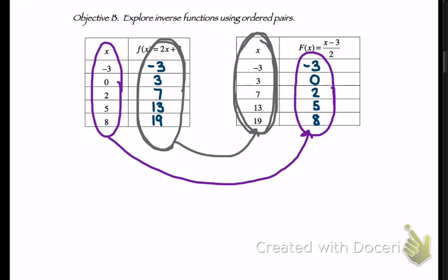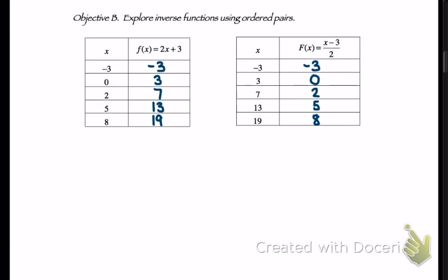I told you they were inverses. What happened? The x in the original became the y in the inverse, and vice versa. The y in the original became the x in the inverse. So hopefully that's going to help you understand, okay, so to find an inverse of a function, really all I have to do is interchange the x and y values.